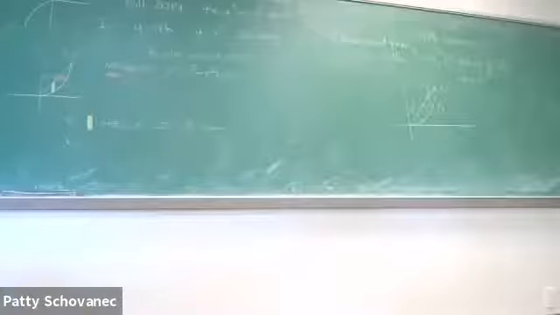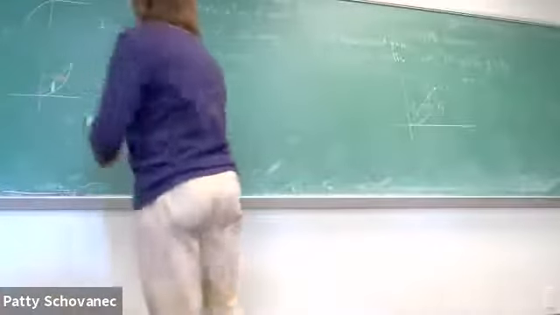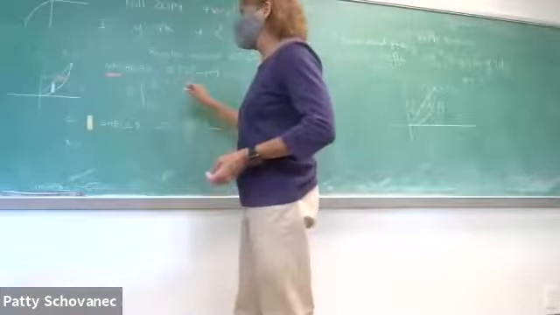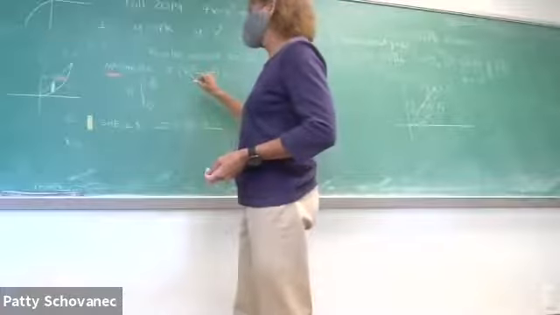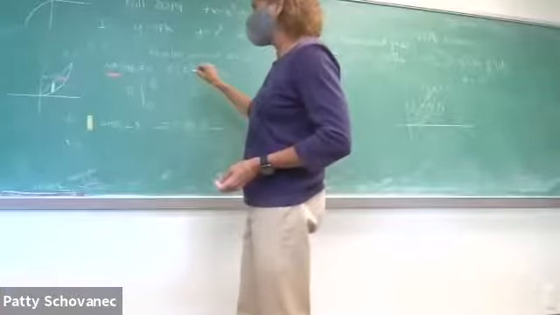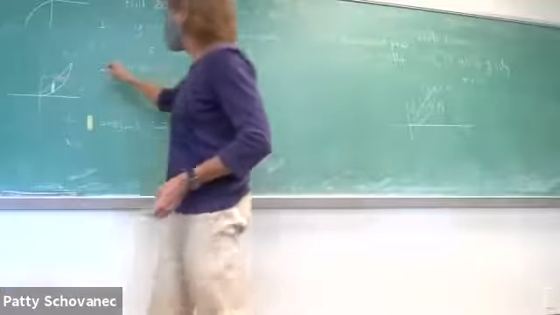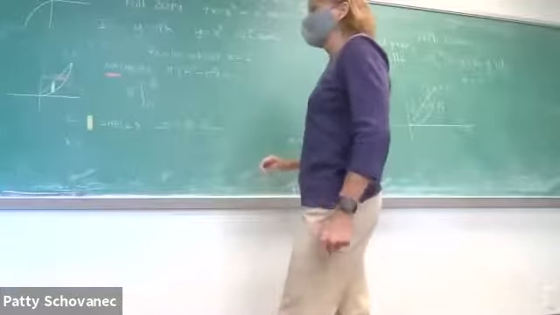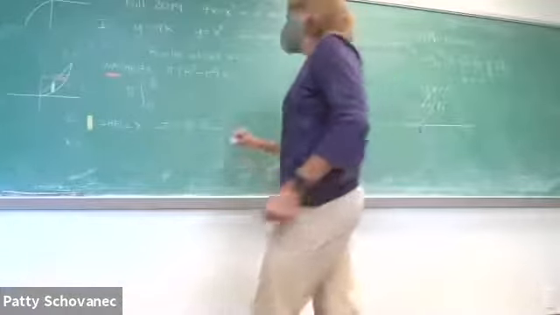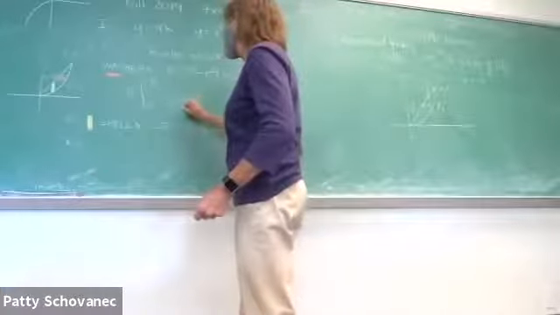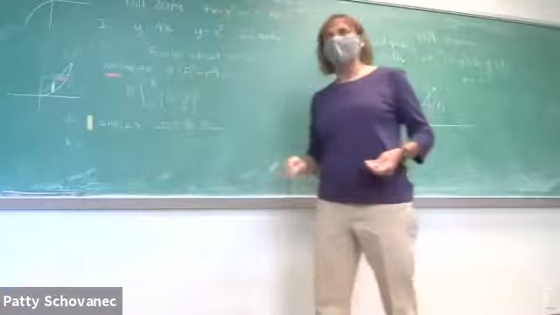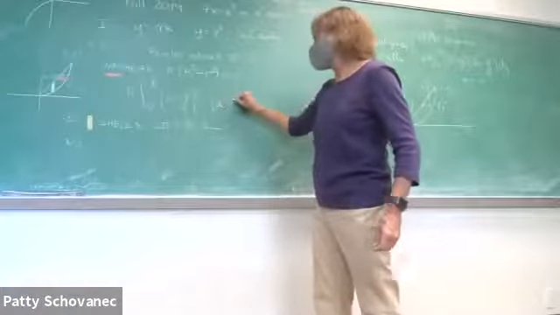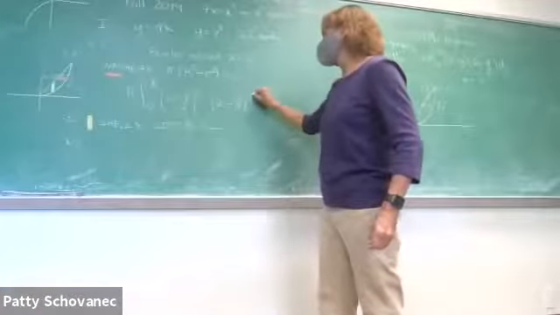So the washers will be pi times the integral from 0 to 8. The outer radius is 2 minus y over 4, all squared. They go all the way back from here. Minus the inner radius: 2 minus the cube root of y, squared. Does that make sense?